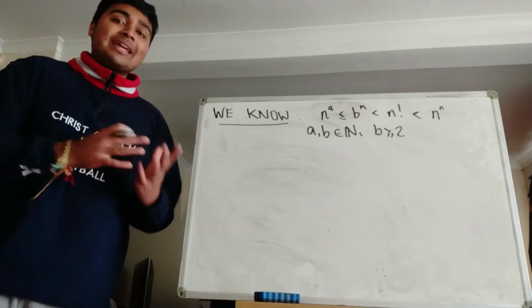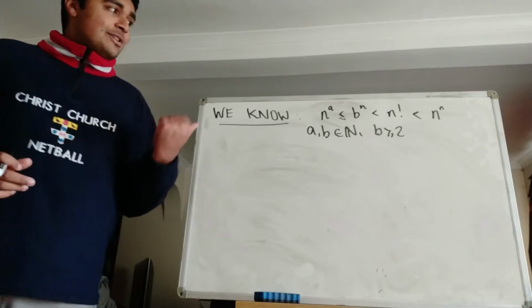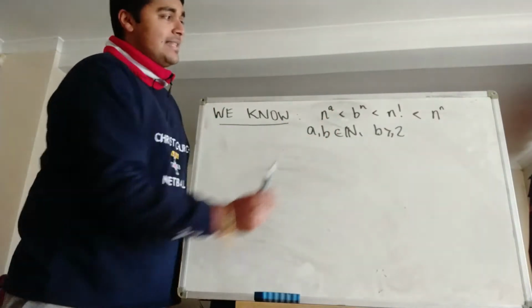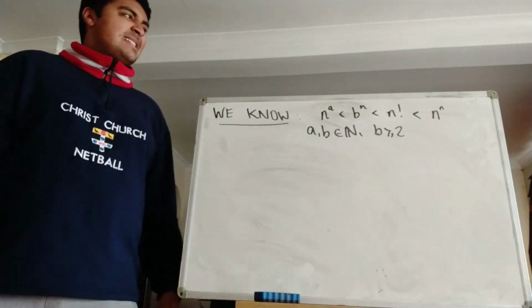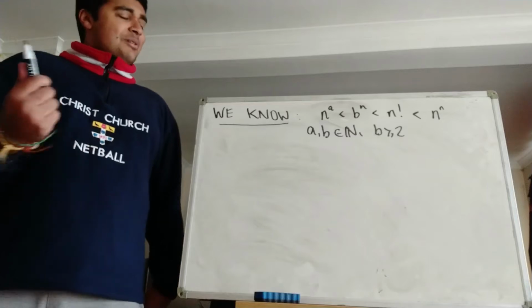Today I'm going to be talking about inequalities, and one in particular that seems to not follow the pattern. I've written down what we know so far, and that is that n^a < b^n < n! < n^n, and this inequality is sort of true. And what do I mean by sort of true?